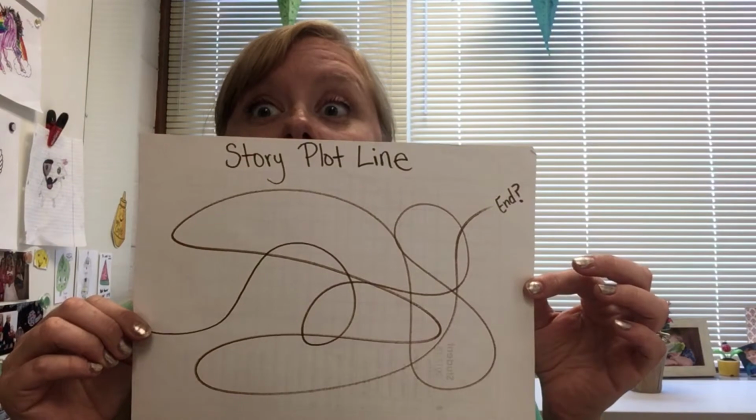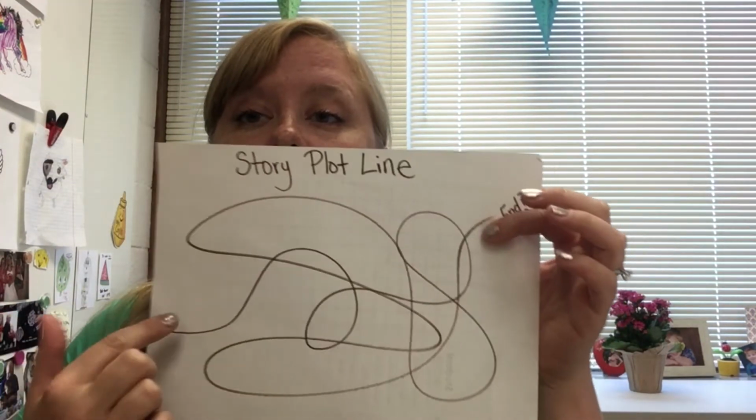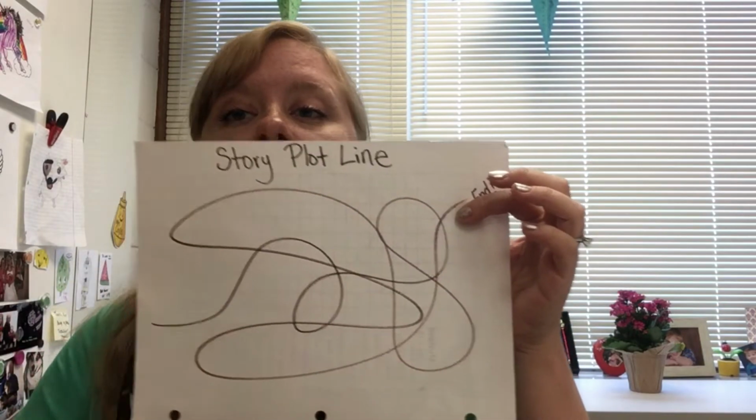But sometimes we get carried away and we can't follow an organized path. And our story plot line ends up like this. We go here, there, and everywhere, and we jump back to the beginning, we jump to the end, and then we add more to the middle, and it's very confusing for the reader. So today we're going to talk about how to help ourselves stay organized.